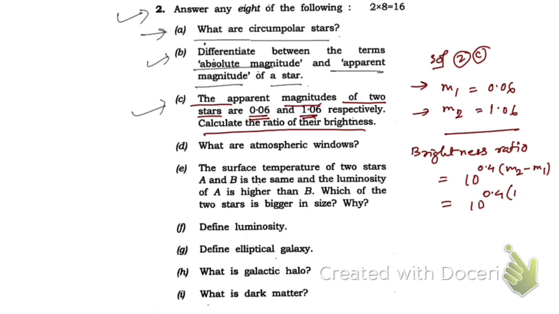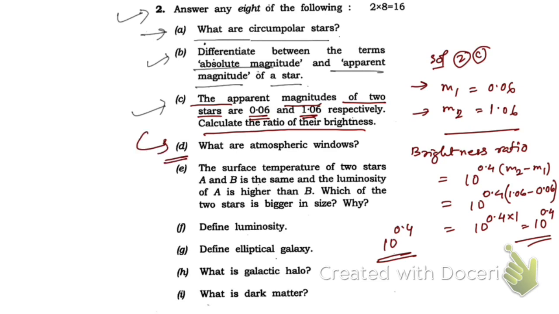1.06 minus 0.06, and if you subtract that, it gives you 10 to the power 0.4 into 1, which is nothing but 10 to the power 0.4, and this is the required ratio. So what we have got is 10 to the power 0.4. This is the required ratio. So I hope you have understood this. Now let me give you the answer to question number 2D.